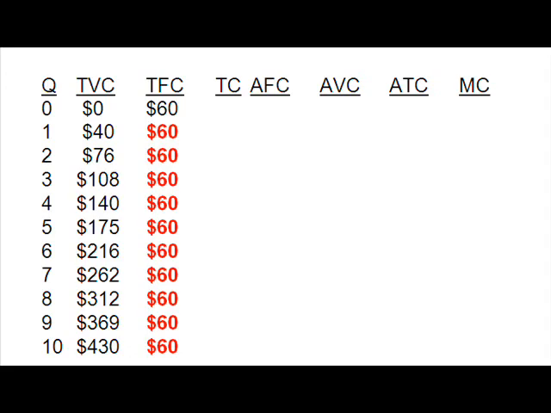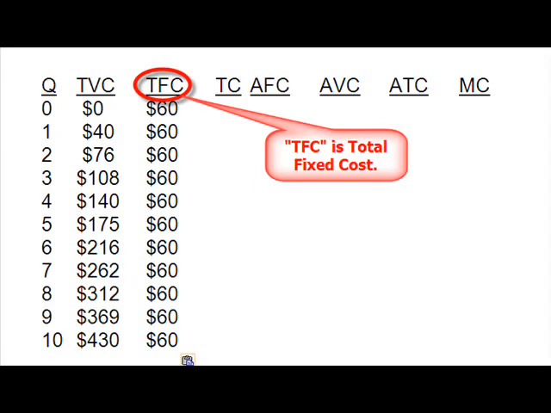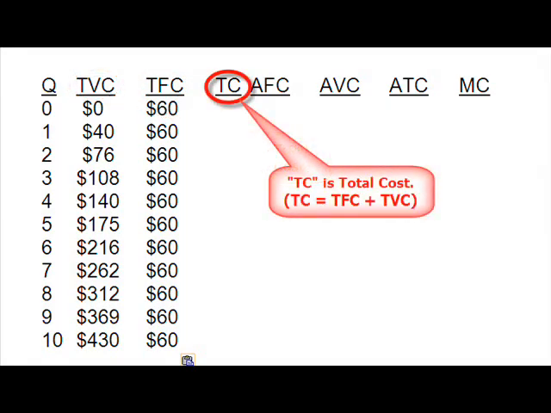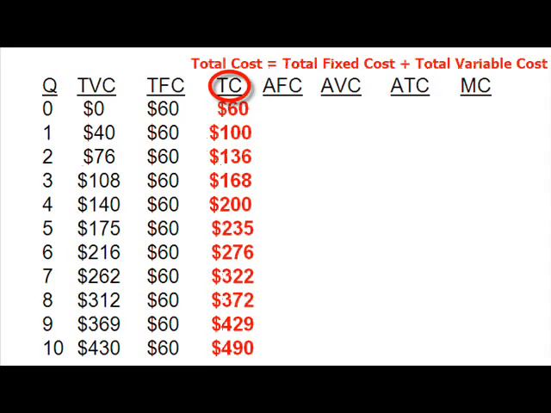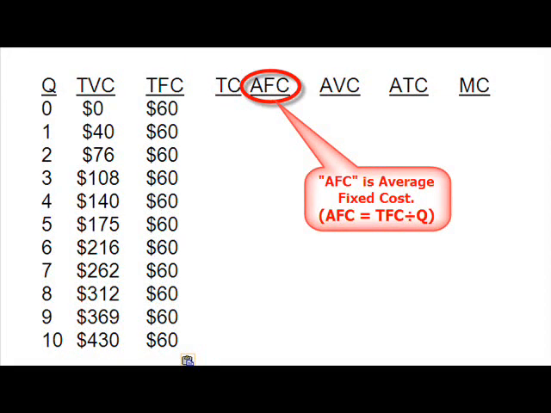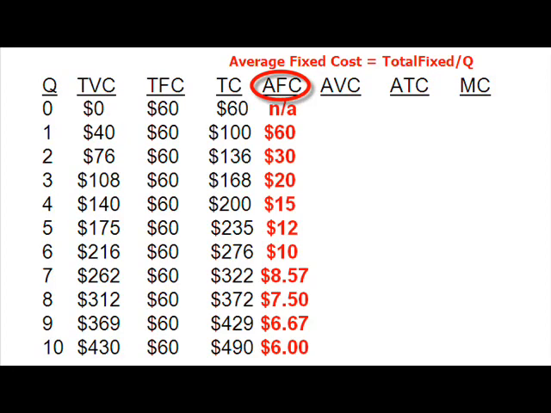We already know that TFC is total fixed cost and TVC is total variable cost. TC stands for total cost and can be calculated by adding TFC and TVC. What about AFC? This is average fixed cost, or the fixed cost per unit of output produced. The fixed cost per unit is going to tell me for each unit that I'm producing how much of that is coming from those unchangeable overhead costs. To calculate, just take the total fixed cost and divide it by the number of units being produced.